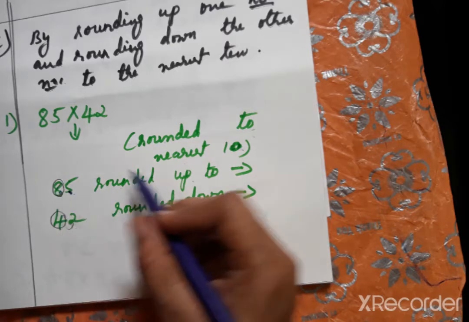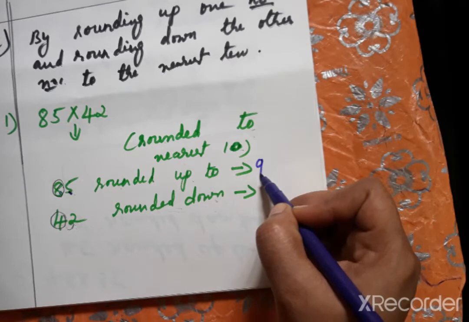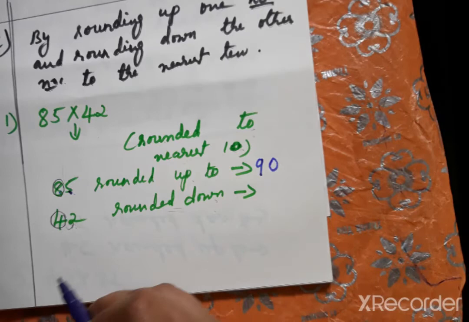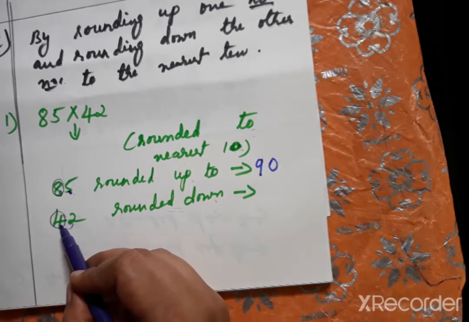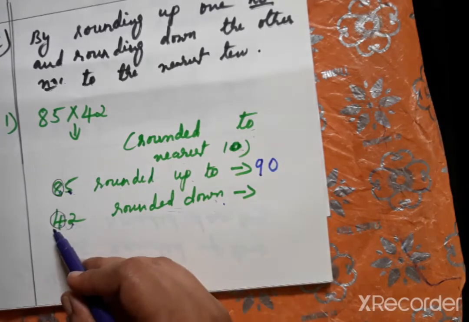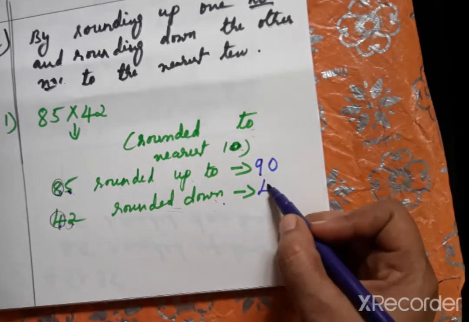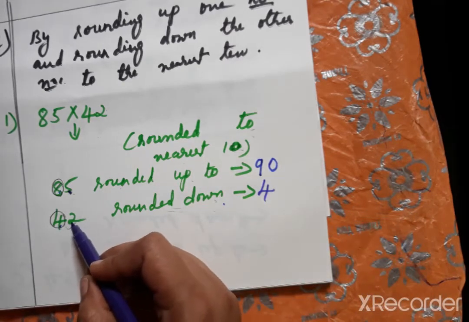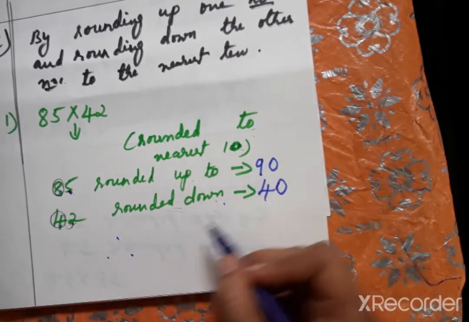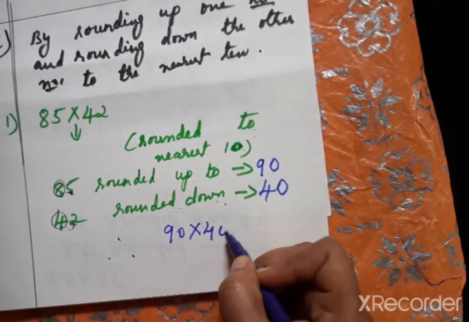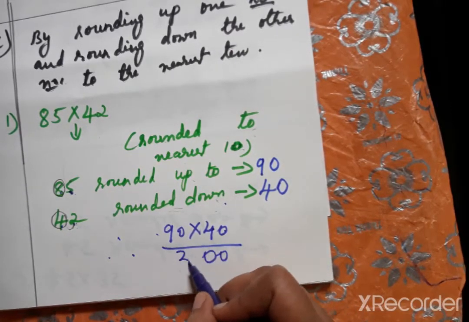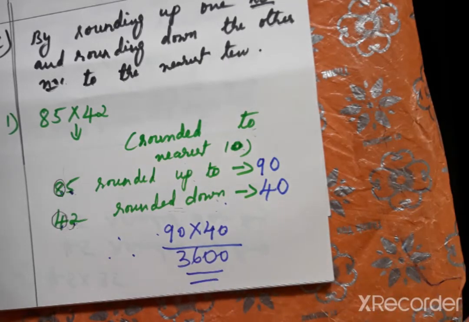So here 8 is rounded up to 9, and once the door is knocked, this person becomes poor. 5 is now 0. And for 42, we have to round off 4, so the next number is less than 5, that means we are rounding down. 4 remains the same as it is, no change because no help from his friend, and once the door is knocked, that person becomes poor. So after rounding off, the numbers are 90 into 40. How much? 1 2 zeros, 1 2 9 4s are 36. Answer is 3600.